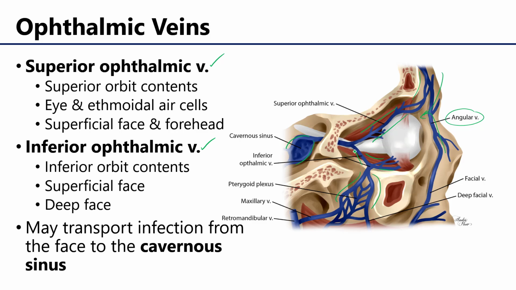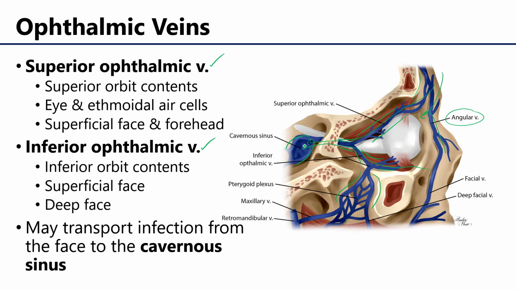And both of these come together and are conveyed out of the orbit through the superior orbital fissure and drain into the cavernous sinus, and then can drain into other areas of the face as well. So this is the potential route of infection from the face to the cavernous sinus.